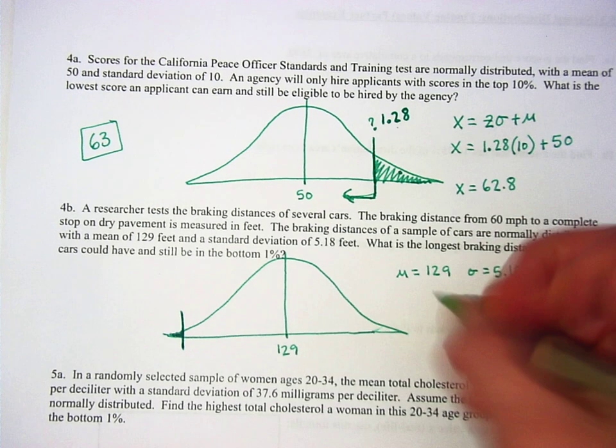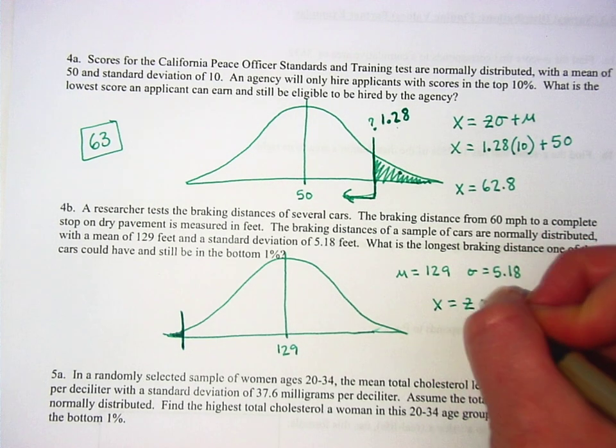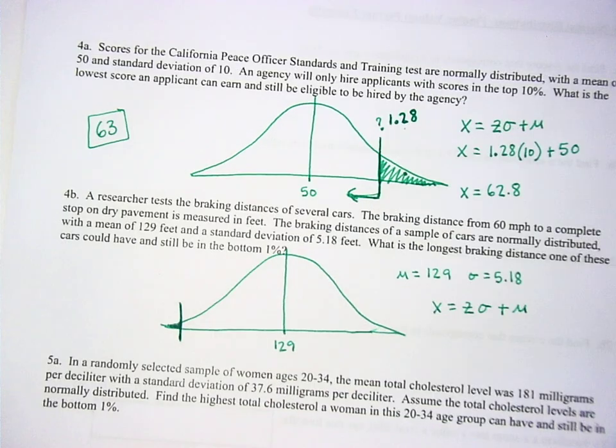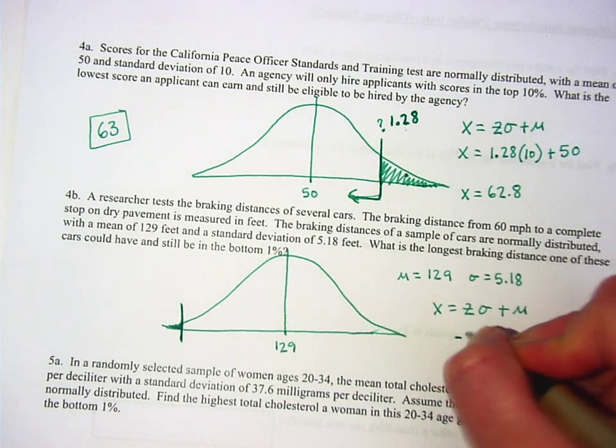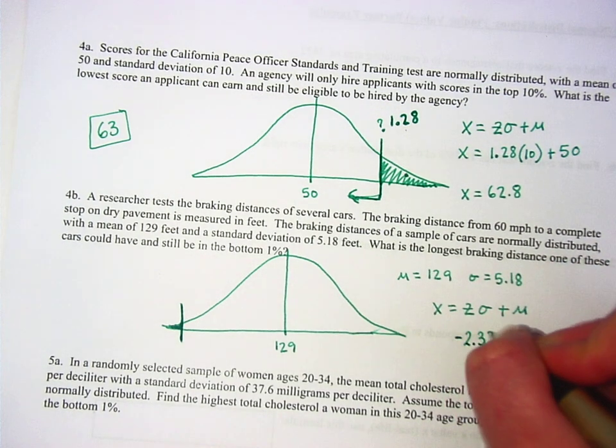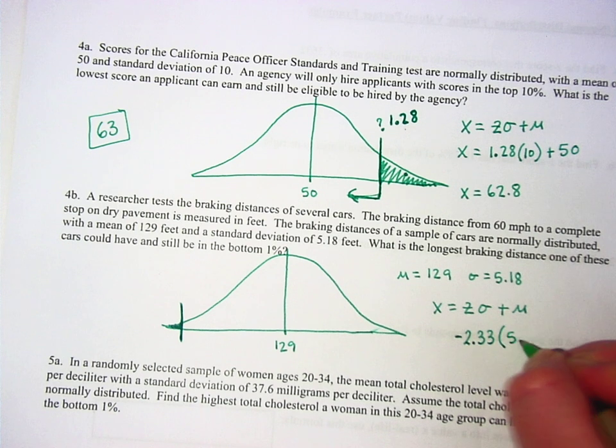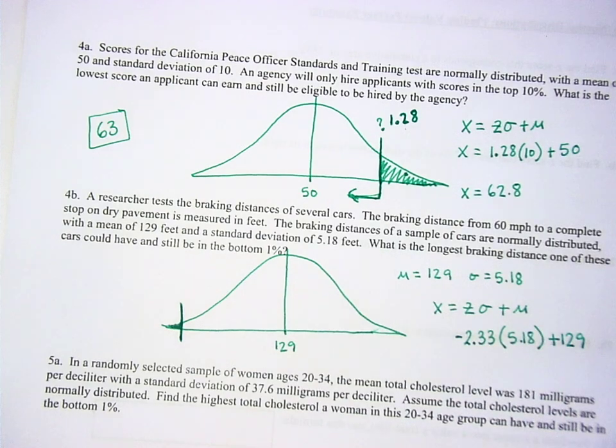I'm going to do x equals z times sigma plus mu. But what should I put in for my z-score? Look up 1% or 0.01 in the table, which gives you negative 2.33. Times 5.18 plus the mean, which is 129.